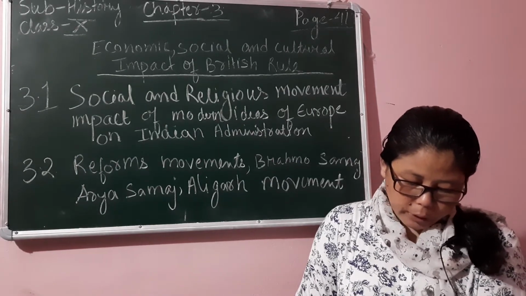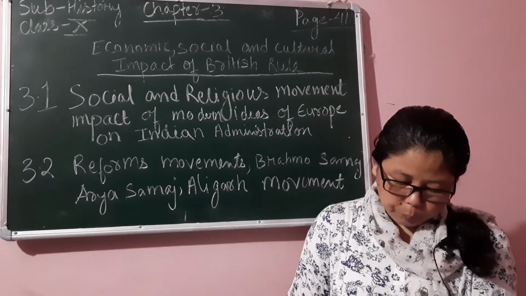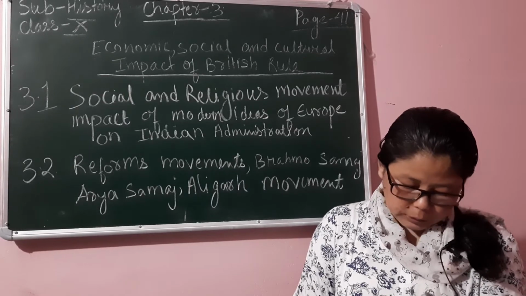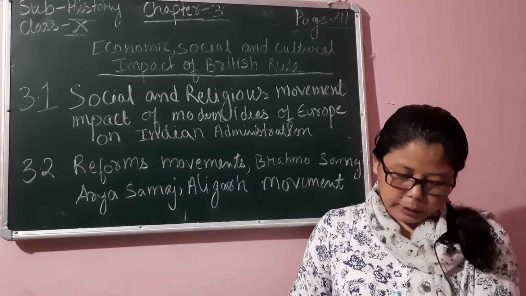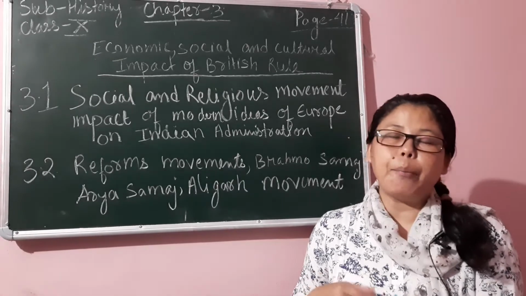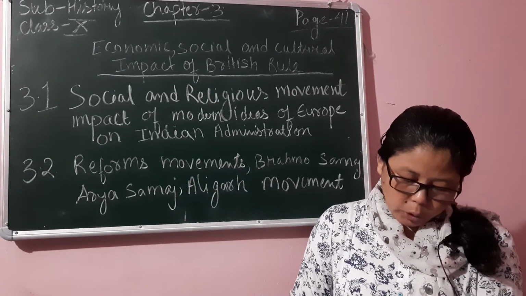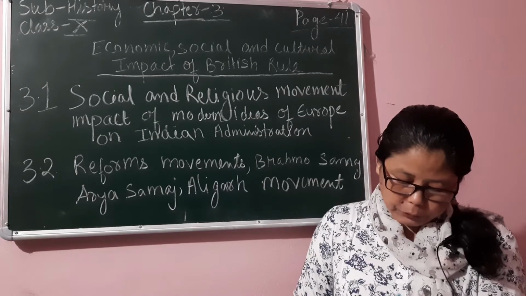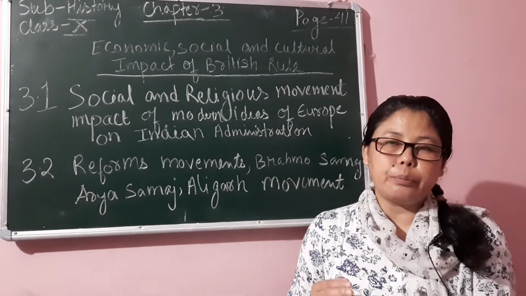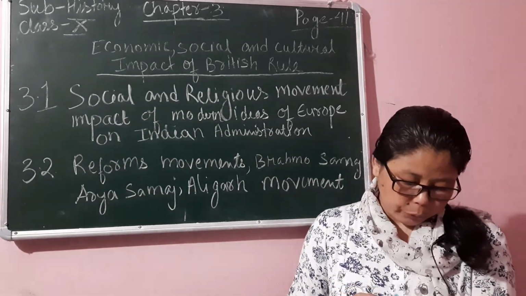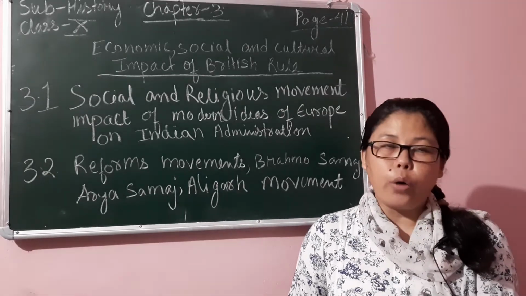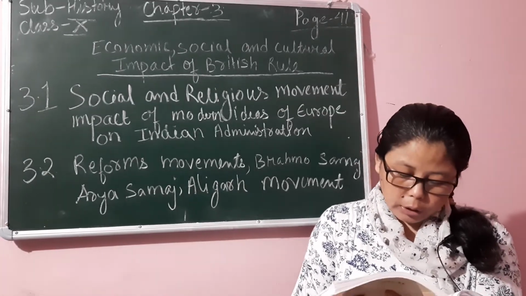After Raja Ram Mohan Roy left for England, the burden of the work of the Brahmo Samaj fell upon Devendranath Tagore, the father of the great poet Rabindranath Tagore.